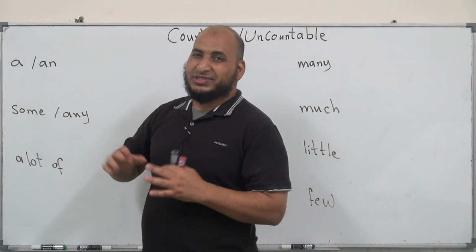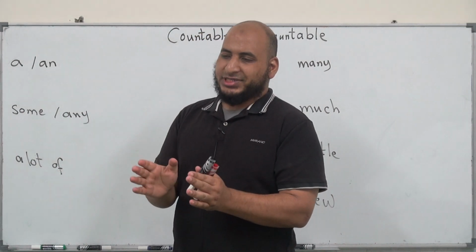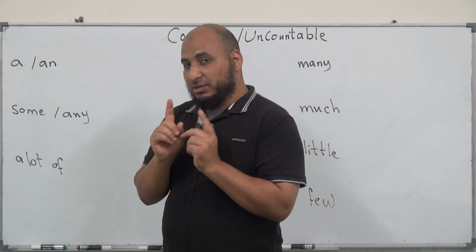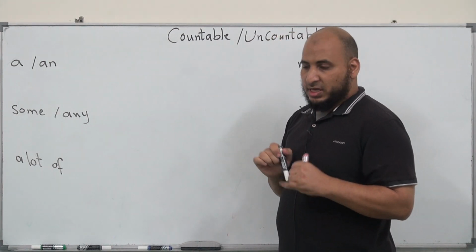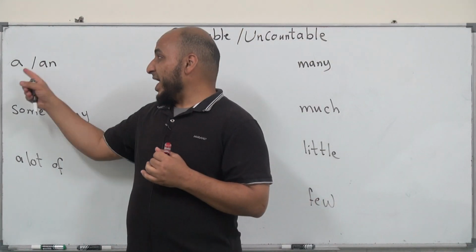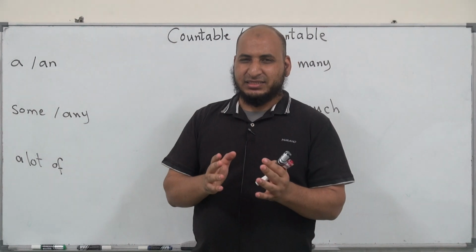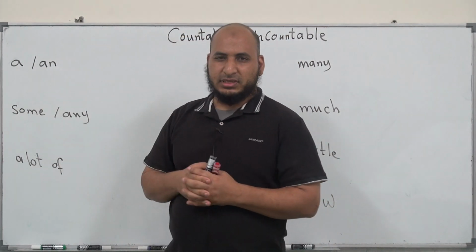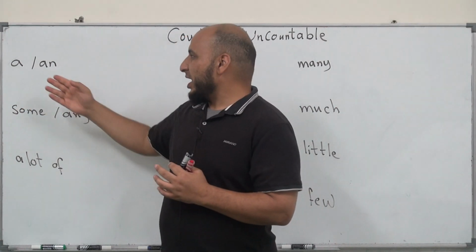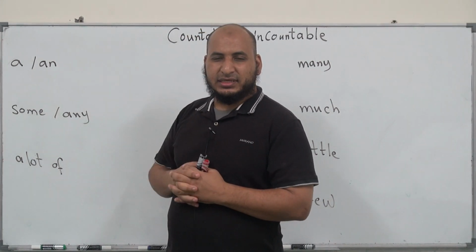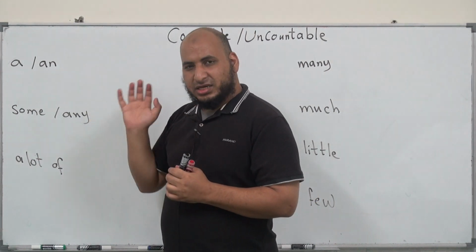The first thing: how can I use a or an? Firstly, a or an, you should use it with the countable nouns only. Number 2, a or an with only the singular nouns. You can't say a books, airplanes, or an oranges, and ice creams. How can you say ice creams? No, you can't.